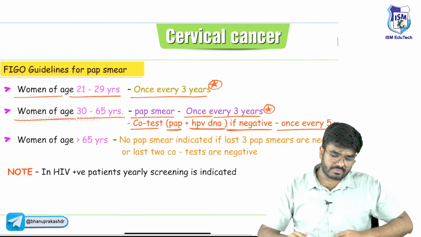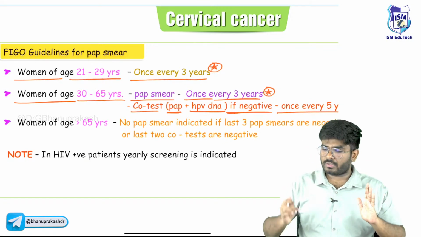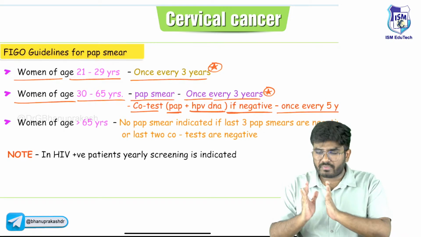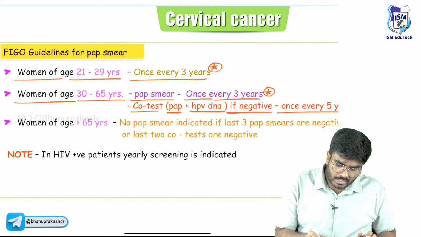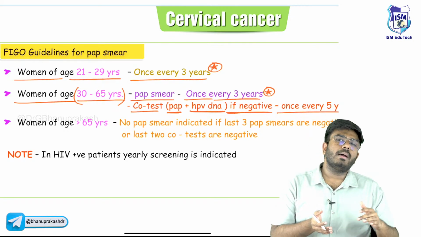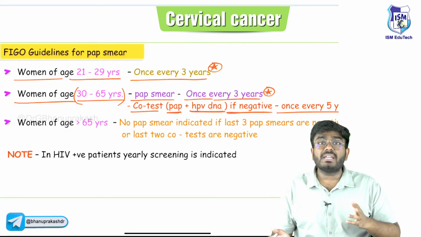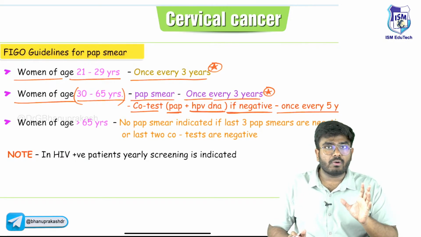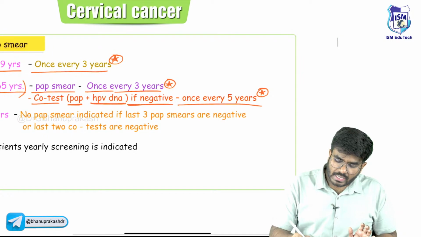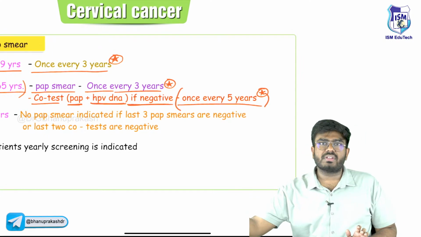So the point is, when you have to go for the PAP: 21 to 29 years, this age group females have to take the PAP once in every 3 years. Now the age group of 30 to 65 years has to take the PAP again once in every 3 years. But if they go for the co-test and it is negative, then they have to take it again after 5 years, once in every 5 years.